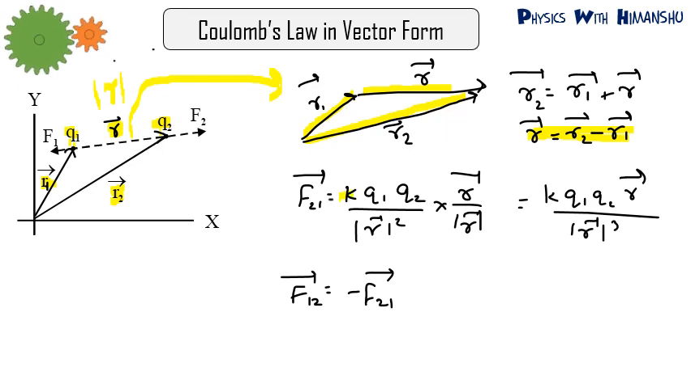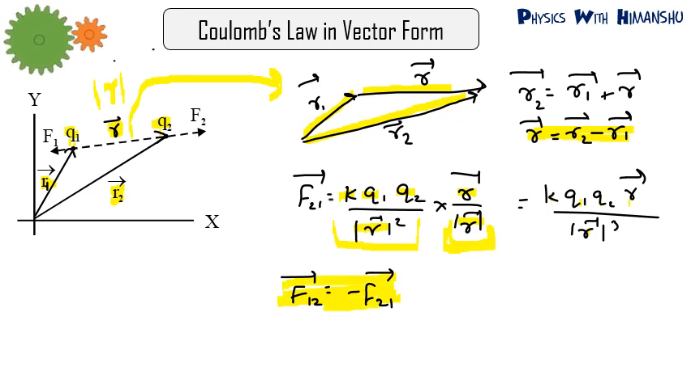So force will be K into first charge into second charge divided by square of distance. But this is only the value. The direction will be given by the unit vector. So what will be the unit vector? Vector divided by magnitude of vector. So the force becomes K Q1 Q2 R divided by mod R cube, because mod R into mod R square is mod R cube. And from Newton's law, force on 1 due to 2 will be negative of force on 2 due to 1. Always remember this thing. Coulomb's law in vector form can be used when you have charges placed in coordinate axis.